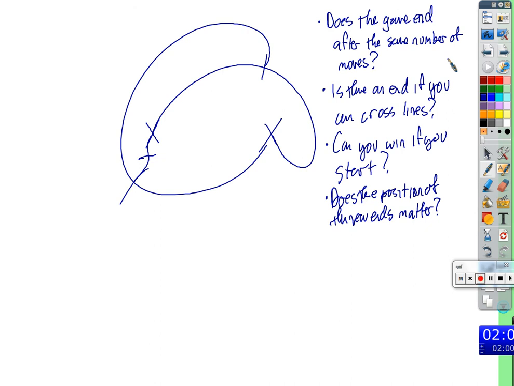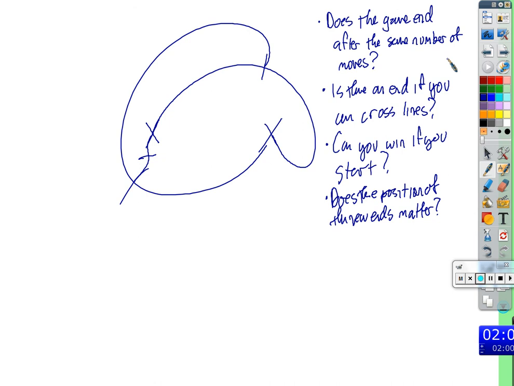Because if you lost your move. Huh? It depends on if you won or lost. But if it always ended after 11 moves, does that sound like a situation that would guarantee that whoever starts or goes second, definitely one of those guys is going to win every time? Does that make sense? You want to go first. You want to go first?